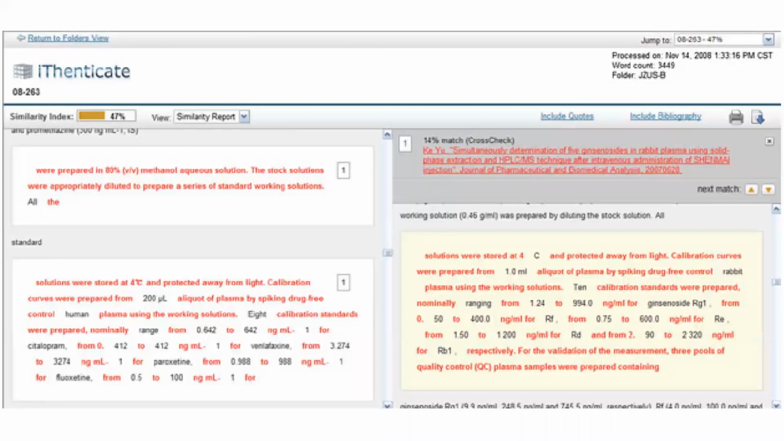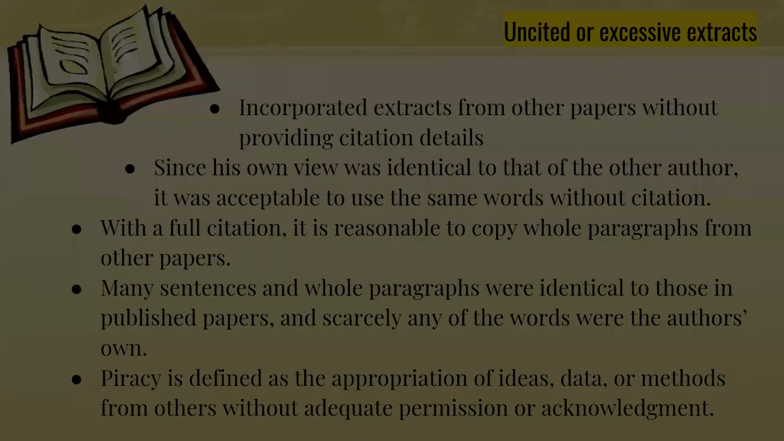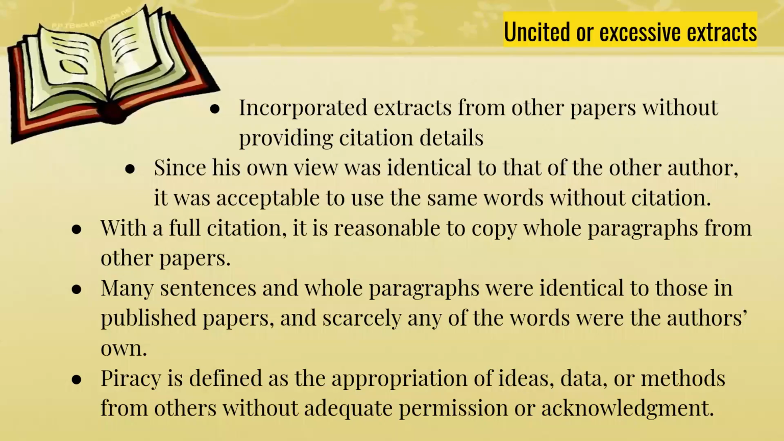So this is called the third type of plagiarism. Well, the next one is uncited or excessive extracts. It happens when authors incorporate extracts from other papers without providing citation details. So it happens when authors just copy others' opinions or statements and put those statements into their own papers without providing sufficient citation.